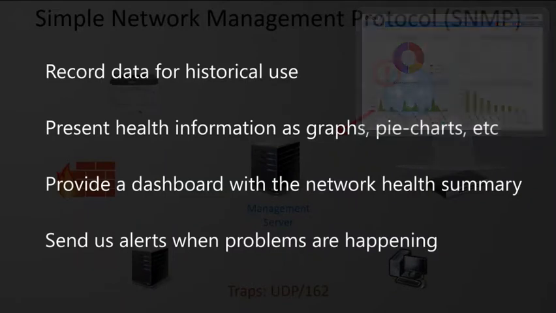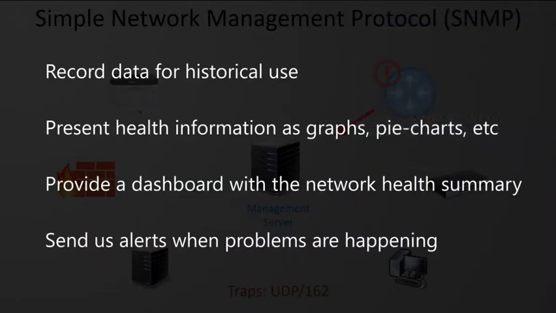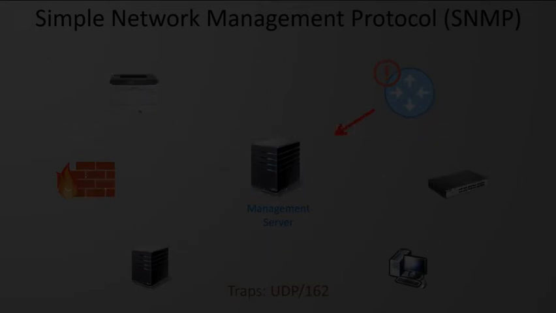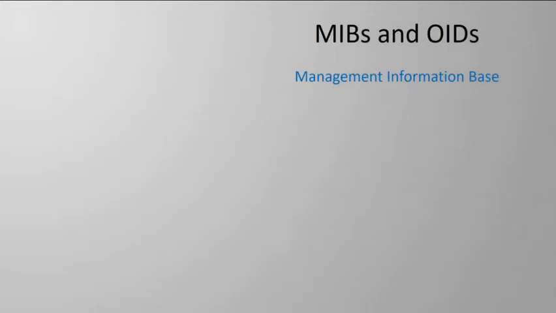And it will also send us alerts when problems occur, or maybe even if it's predicting a problem. For example, we might get an email saying that a file server has less than 10% disk space left. This is a case where we can fix an issue before it becomes a real problem. Let's look a little deeper into SNMP. In particular, we're going to look at MIBs and OIDs.